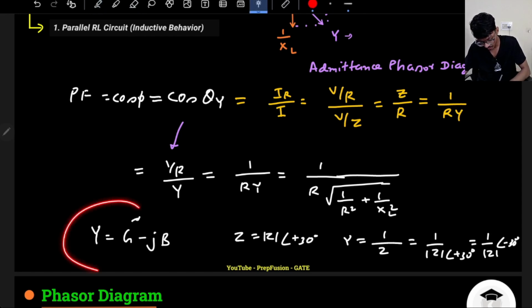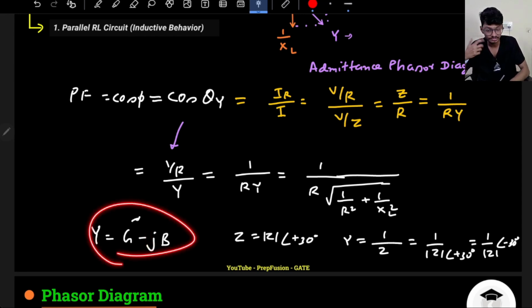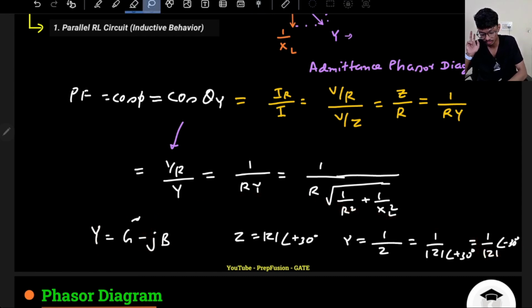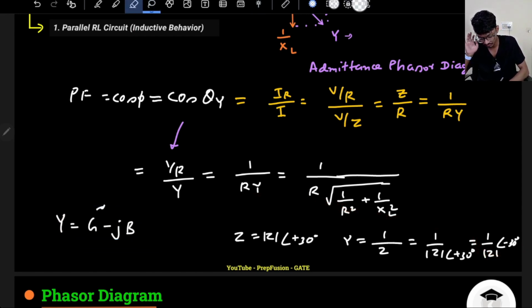So they write admittance as Y equals G minus jB. They can write it as plus jB as well; there is nothing fixed here. You might have this doubt why they write G minus jB. This is the reason: the angle gets swapped while calculating the admittance from the impedance. That is the only reason, there is no other reason.